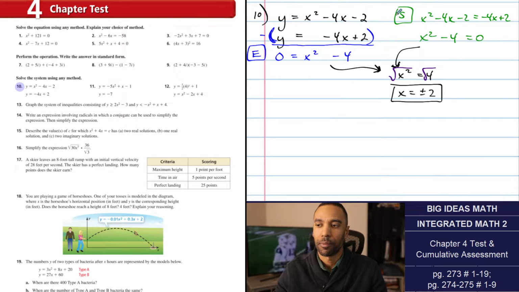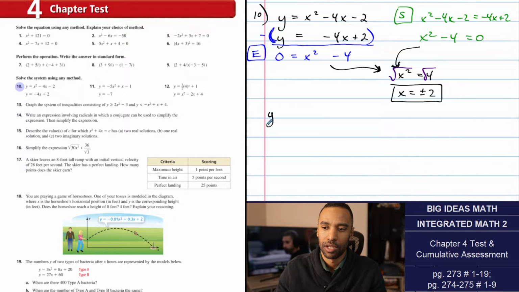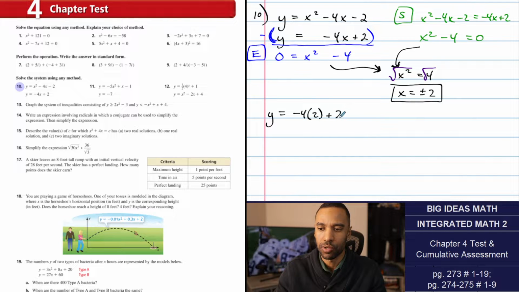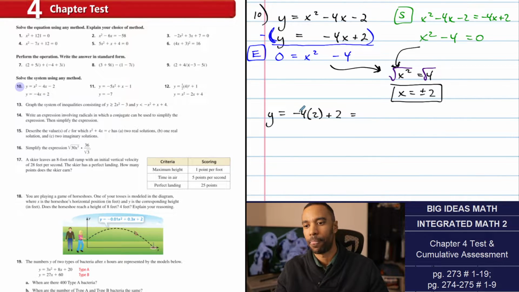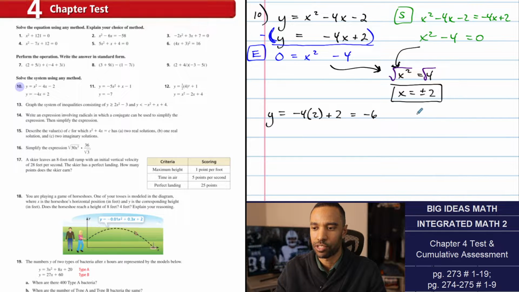What are the y's? Now, I'm going to use the bottom equation for this. Y equals negative 4 times 2 plus 2. It's an easier equation to work off of. Negative 8 plus 2 is negative 6. So I will have an ordered pair that's 2 comma negative 6.